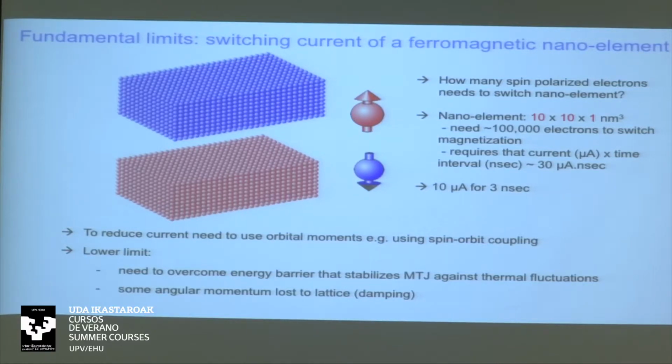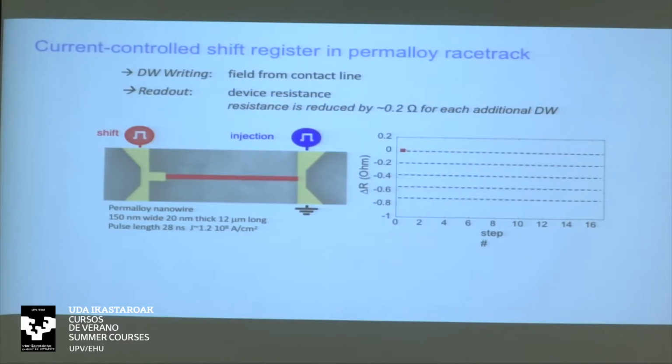Now, with Racetrack, it's easier. We can manipulate the domain walls with much less current. I'm going to come back to that later. So let's just give you an example. In the laboratory then, we would just use conventional lithographic means to build horizontal racetracks. And these yellow lines are electron beam lithographically defined contacts.